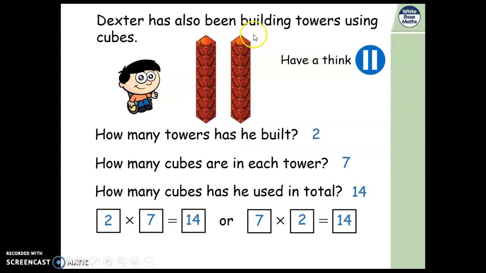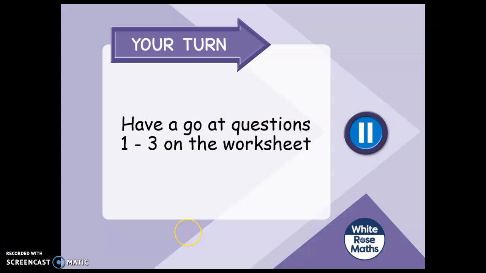Or, as we did it, we looked at putting them into groups of 2. Like that. So going across, 7 groups of 2 also equals 14. Have a go at questions 1 to 3 on your worksheet.